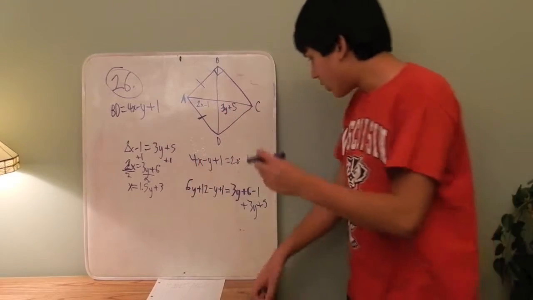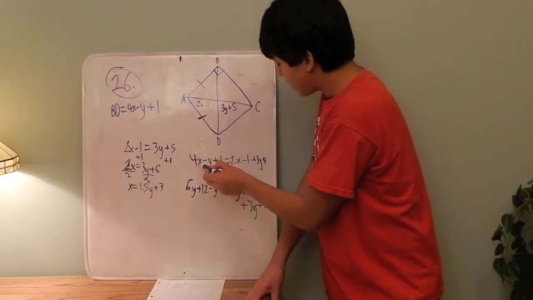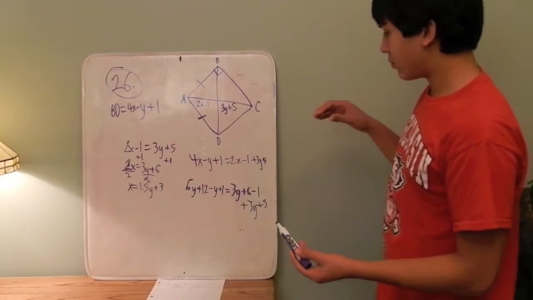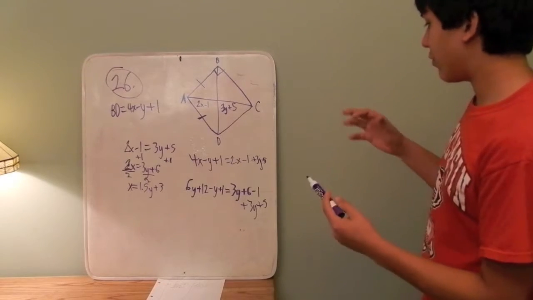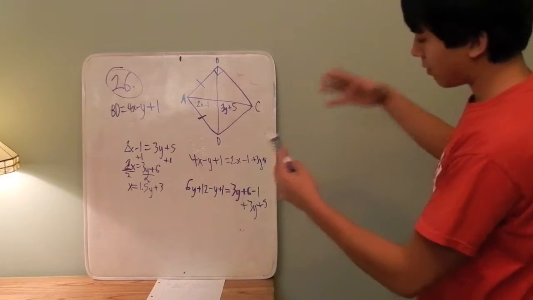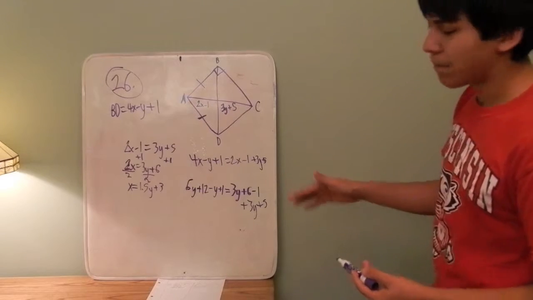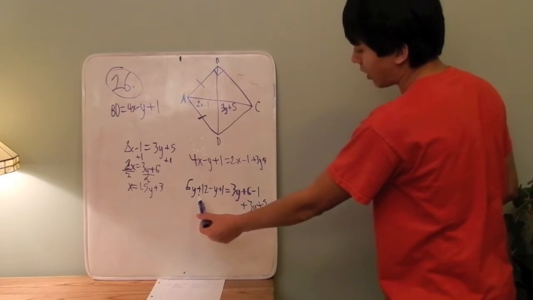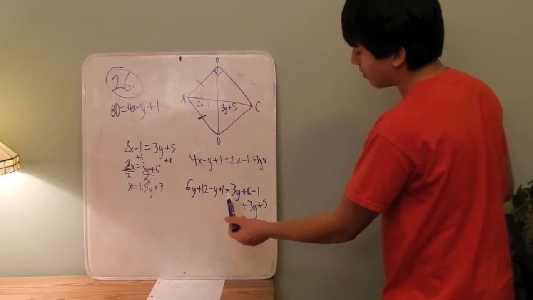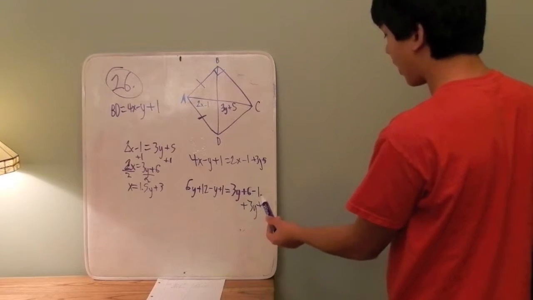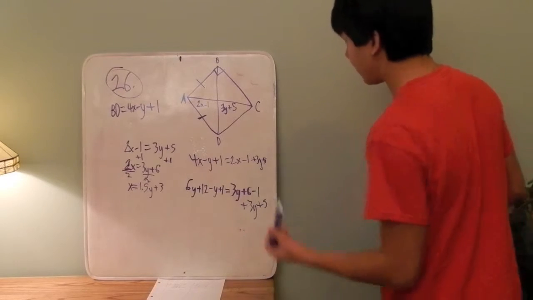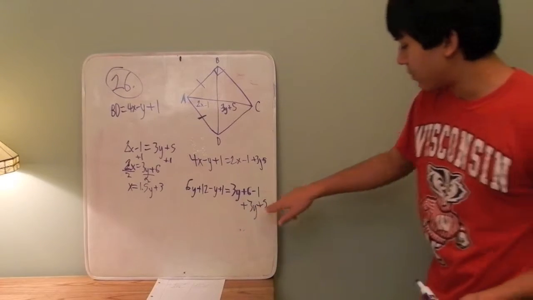Okay, so I substituted x in for this x, and I got 4(1.5y + 3) and 2(1.5y + 3). Then I just distributed those out, and I got 6y + 12 - y + 1 = 3y + 6 - 1 + 3y + 5. I ran out of space here, so I just put it right there.